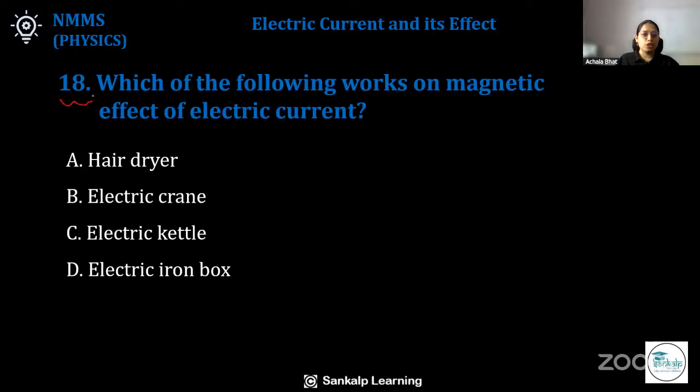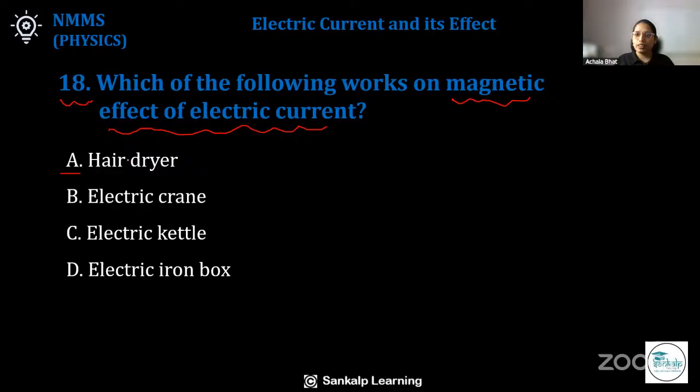Let us see question number 18 of NMMS Physics chapter Electric Current and its Effect. Which of the following works on magnetic effect of electric current? What is magnetic effect of electric current? When electricity is passed through a circuit, then a magnetic field is generated. Here, which works on this principle or this effect?